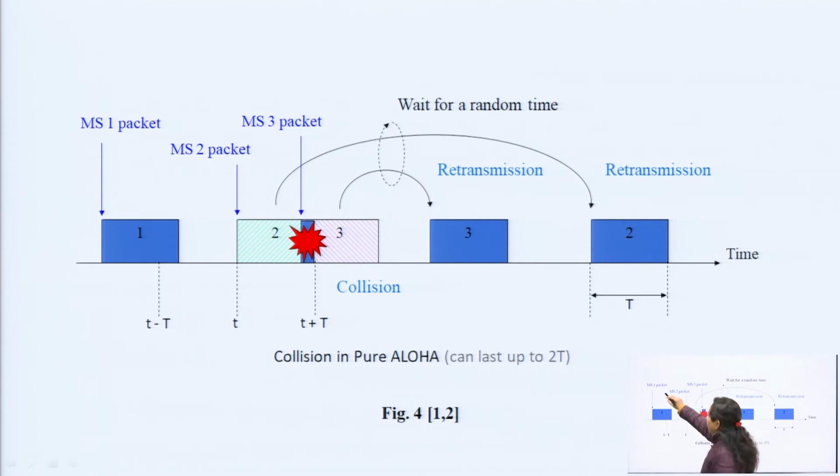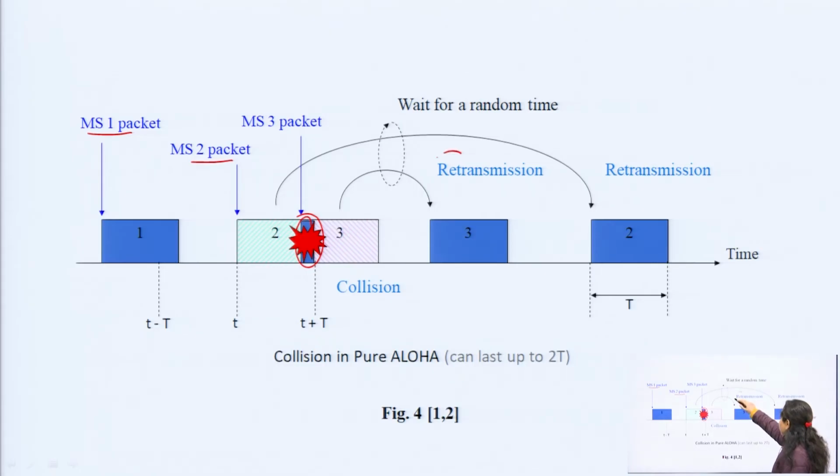So, this is the MS1 packet, this is the MS2 packet, you can see this is the MS3 packet, and this is the receiver. So, you can see over here that at time t minus t we have transmitted this particular packet, this is at time t, this is t plus t. Now, you can see over here that before it has been received, a collision has taken place.